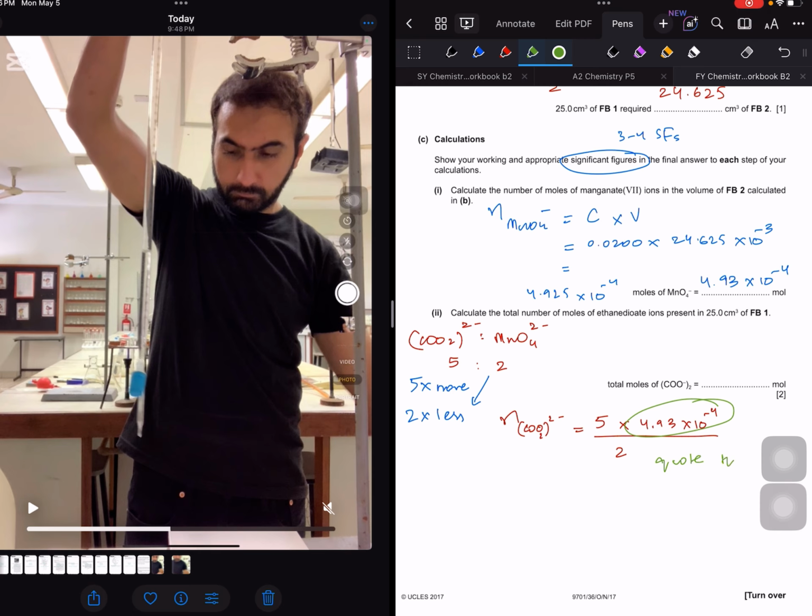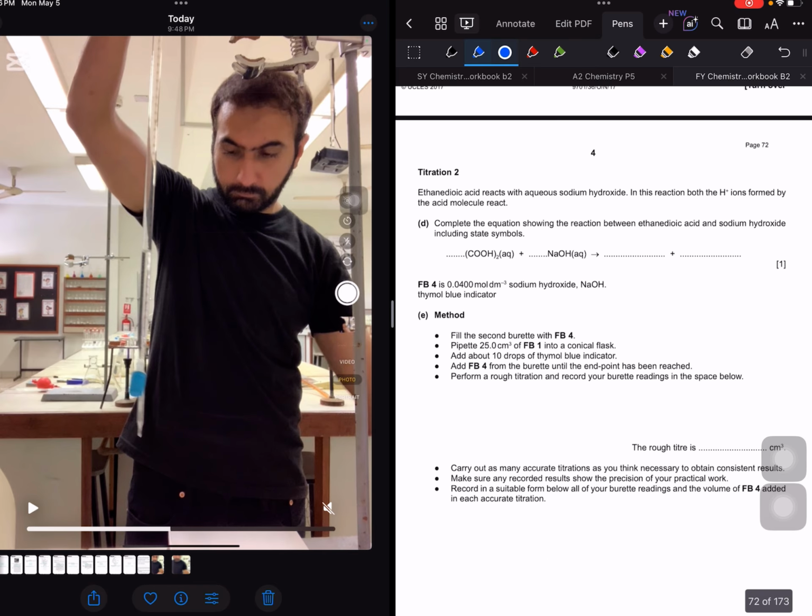Quote this if you want, but use the calculator value. So I'm doing the same thing. I'm going to multiply my value by 5 and then divide it by 2. So I get 1.23 exponent minus 3. This is the moles. Now ethane dioic acid reacts with aqueous sodium hydroxide.